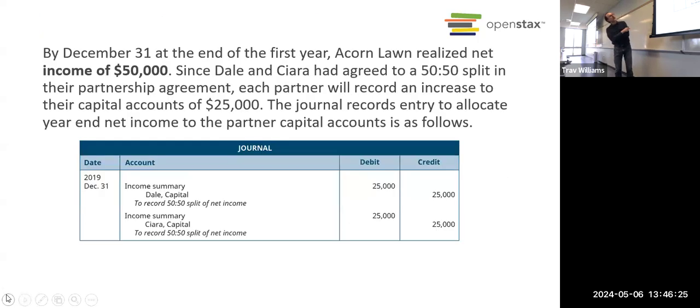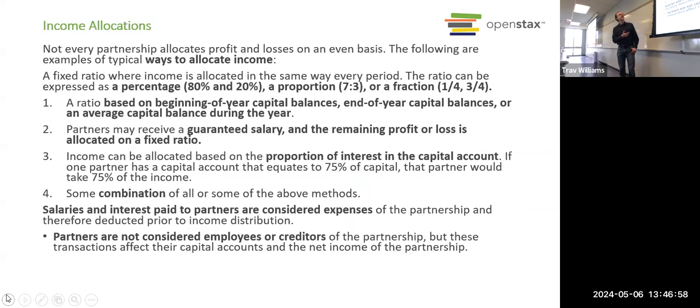So let's see, this company had net income of $50,000 and there's a 50-50 split between the partners. Meaning what they have agreed is whatever profits we have, we're going to split equally between the 2 of us, 50-50. So when they close out the books, half of that $50,000 profit goes into Dale's capital account. The other half goes into CRS capital account. Okay? Not that hard, right?